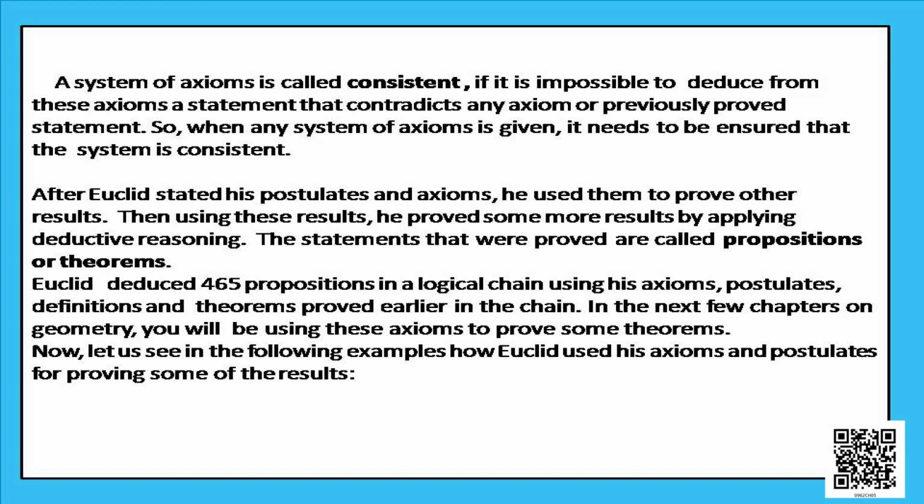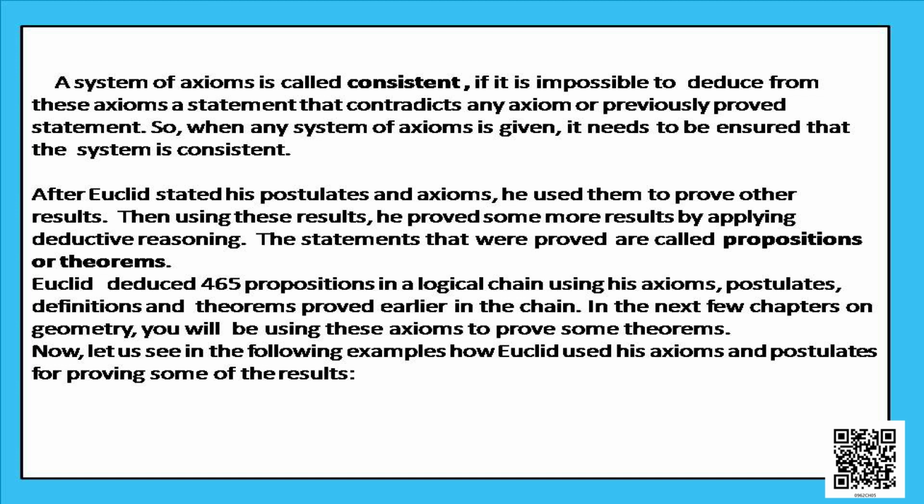After Euclid stated his postulates and axioms, he used them to prove other results. Then, using these results, he proved some more results by applying deductive reasoning. The statements that were proved are called propositions or theorems. Euclid deduced 465 propositions in a logical chain using his axioms, postulates, definitions and theorems proved earlier in the chain.